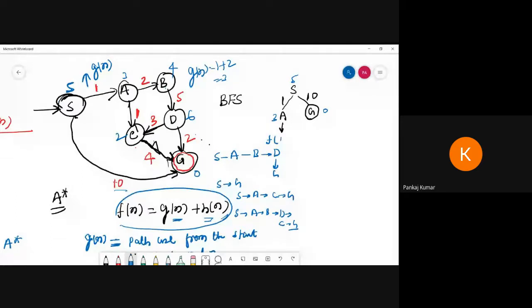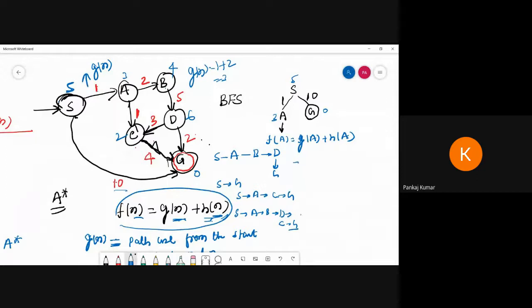So f of A is equal to path cost of A plus heuristic function of A. Now see, here I am writing n, n, n. Here n defines which node we are exploring. So if I am exploring A, I mention A. Suppose I am exploring B, then I mention f of B, g of B plus h of B. Okay, so I can write this one.